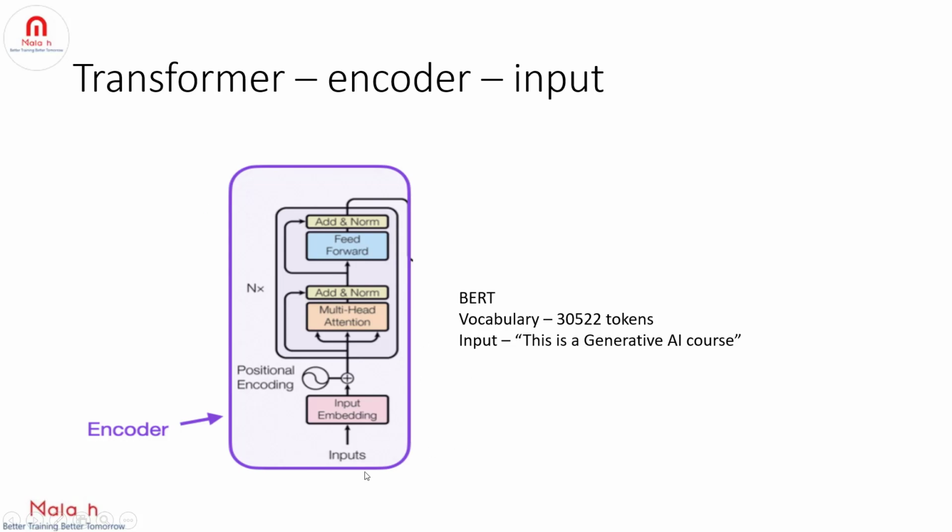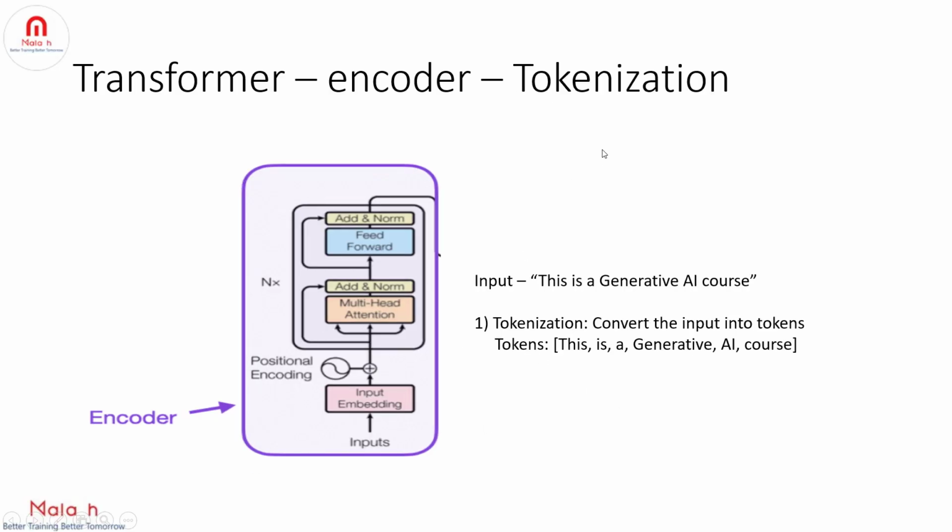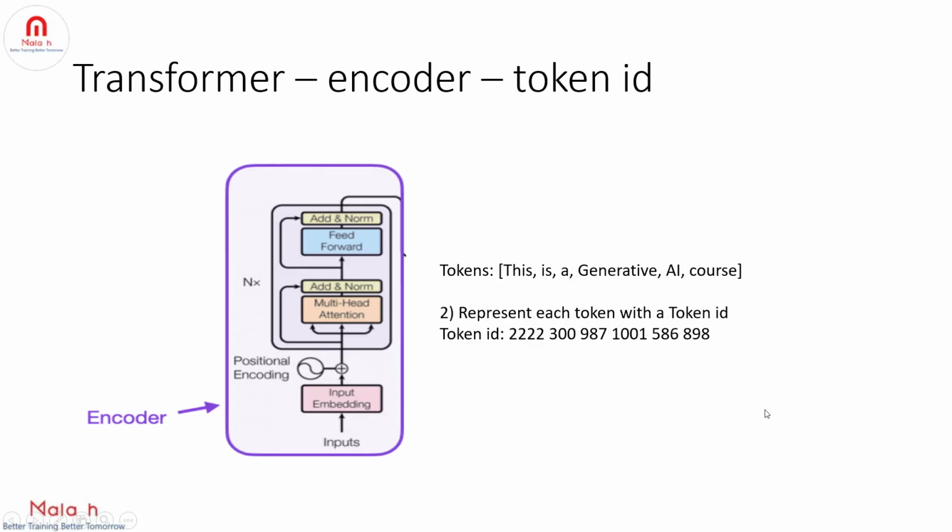Okay, so once we provide this input to the model, the next step is tokenization, right? That is, it will convert the input into tokens. So our input is "This is a generative AI course," and it will convert into tokens. That is, this, is, a, generative, AI, course, right? We have 6 tokens, and once the tokenization is done, the next step is token IDs.